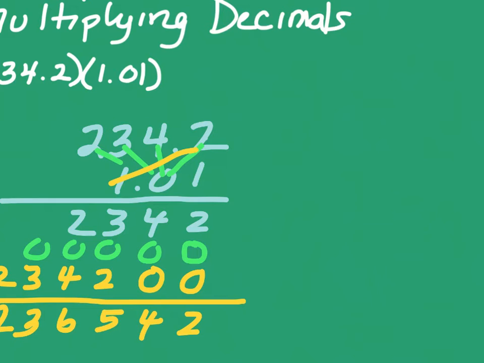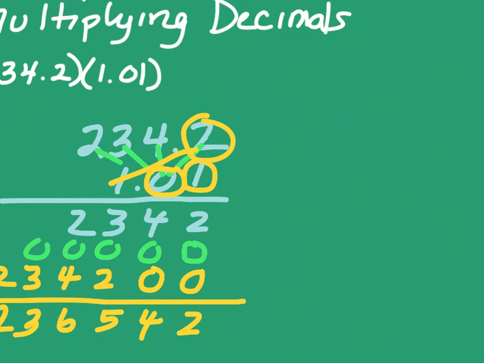Now the question is, where does that decimal go? Remember this from elementary school? We have 1, 2, 3 decimals behind, or 3 places behind the decimals. So I'm going to need 3 places behind the decimal in my answer. So 1, 2, 3, my decimal should go there.